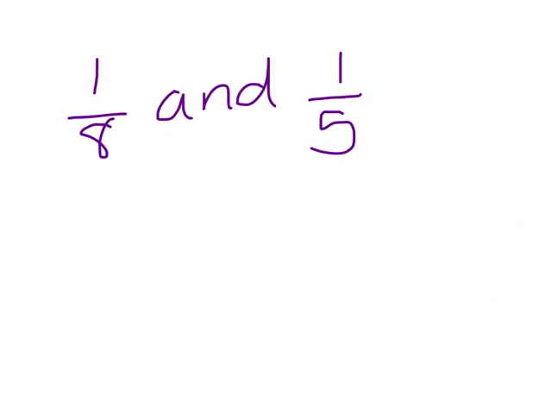Let's look at another example. Find the least common denominator of 1/8 and 1/5. What should I do first? I should list multiples. Which two numbers should I list the multiples of? 8 and 5. Do that now.